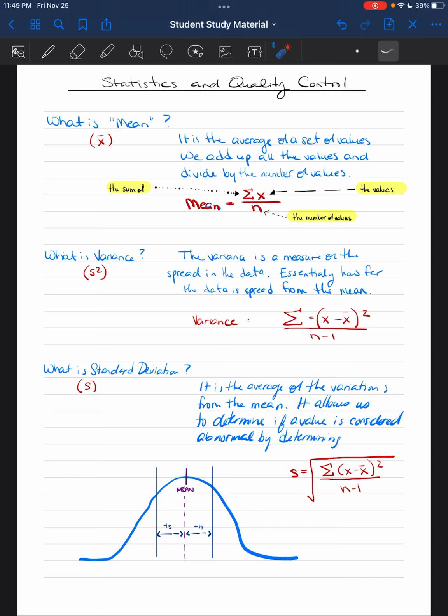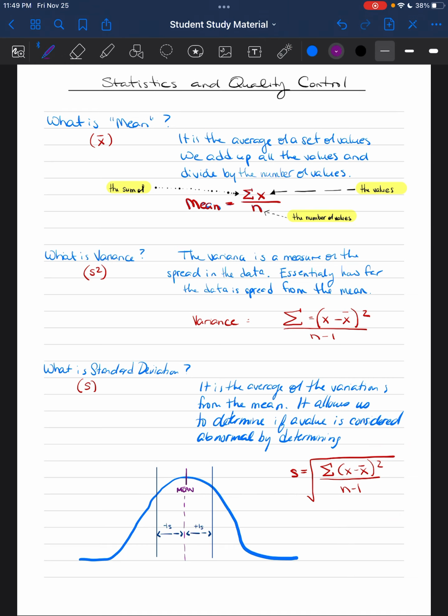Finally, standard deviation. What is standard deviation? It is the average of the variations from the mean. It allows us to determine if a value is considered abnormal by determining how far from the mean it is. As you can see here, the mean is in the center if you're picturing a bell curve. And when we're figuring out standard deviations, one standard deviation falls equidistant to the mean as such. And you can see that here as an equation.